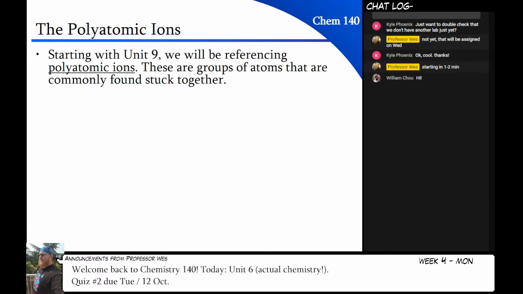Down at the bottom, you see that quiz number 2 is due tomorrow. That's Tuesday, the 12th of October. I can barely read this on the screen. It's Tuesday. I just can't read the number. It looks like a 12 to me. Make sure you get that in as soon as possible. It closes the following day on Wednesday, and then it gets graded and released on Thursday, so you'll get your scores back then.